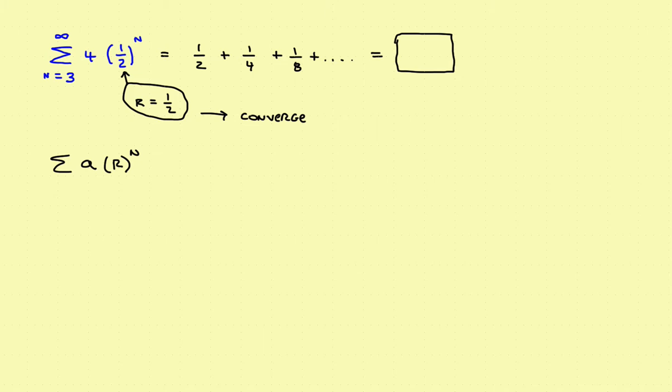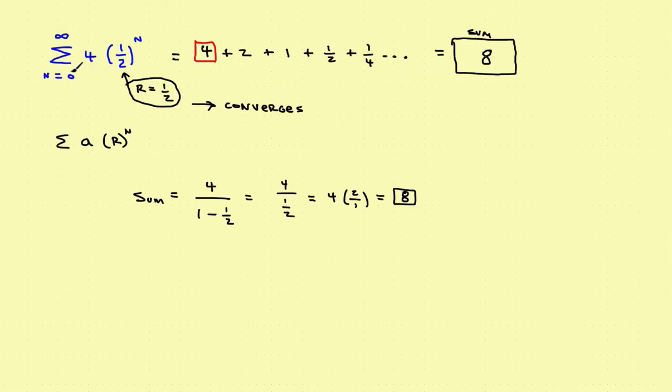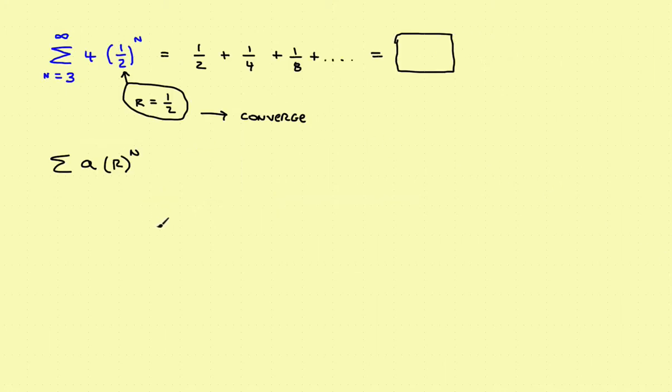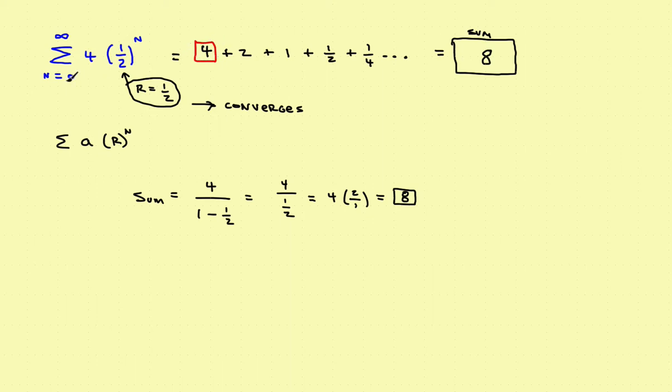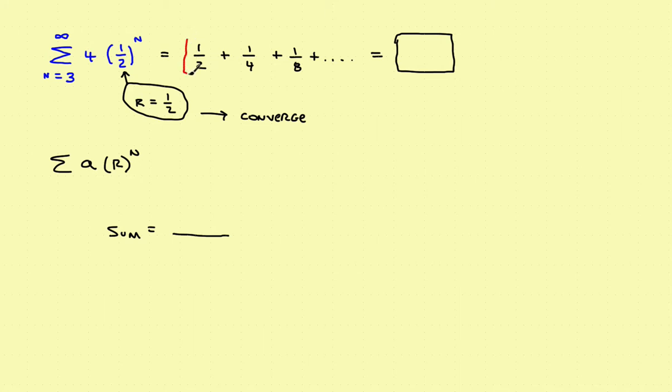Now, real quickly, let's go back and look at the last one. The last one started at 0, same series, but it started at 0. This sum converged to 8. So now let's see what this one does. Okay, now, again, I'll use the same formula. I want to find the sum. So the sum is equal to the first term. But again, this is a good reason for writing these things out. What is the first term? In that last problem, the first term was 4 because you started at 0. But in this problem, the first term is 1/2 because you started at 3.